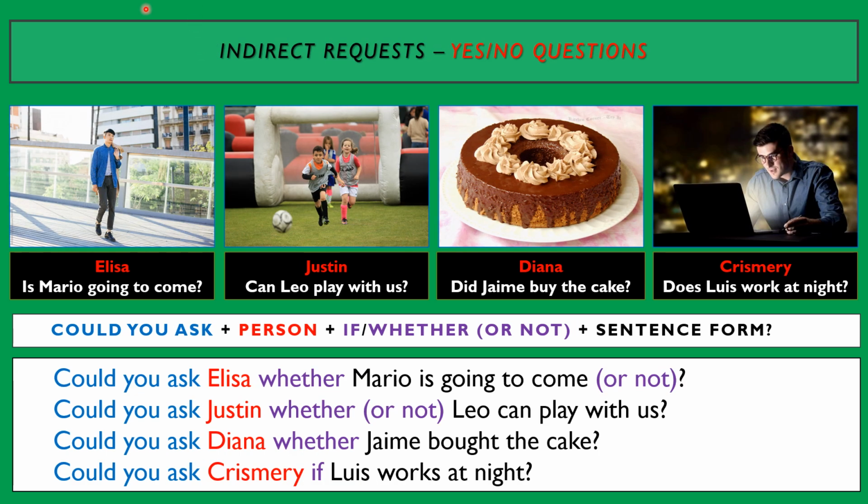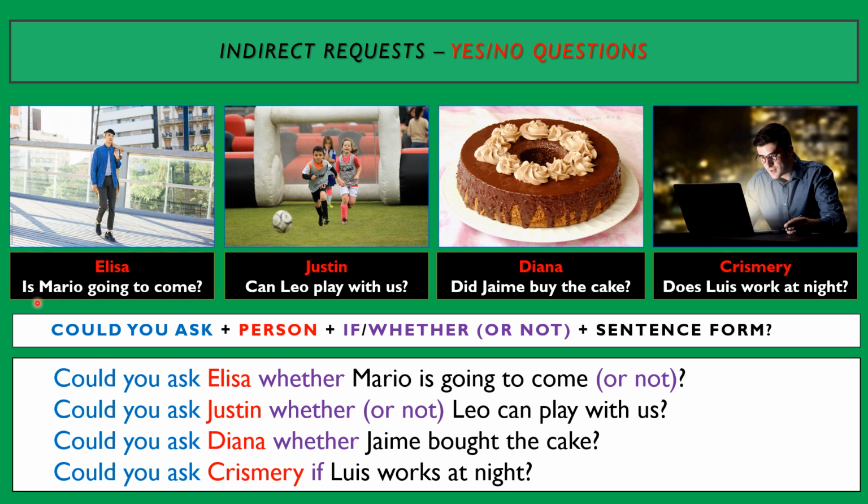Indirect requests with yes/no questions. For indirect requests with yes/no questions, you need could you ask or can you ask plus the person plus if or whether. Or not is optional, and if and whether are synonyms, plus the sentence form. What is the sentence form? You have to transform this question into a sentence.